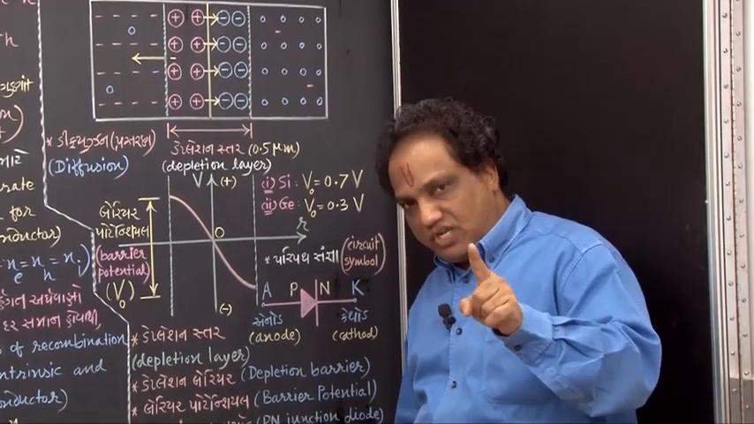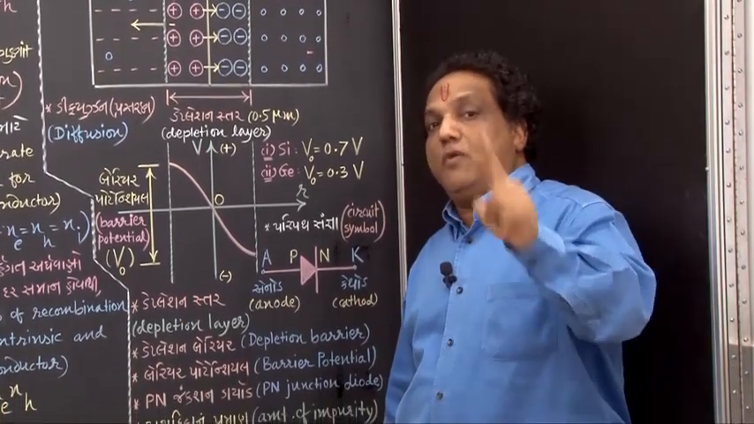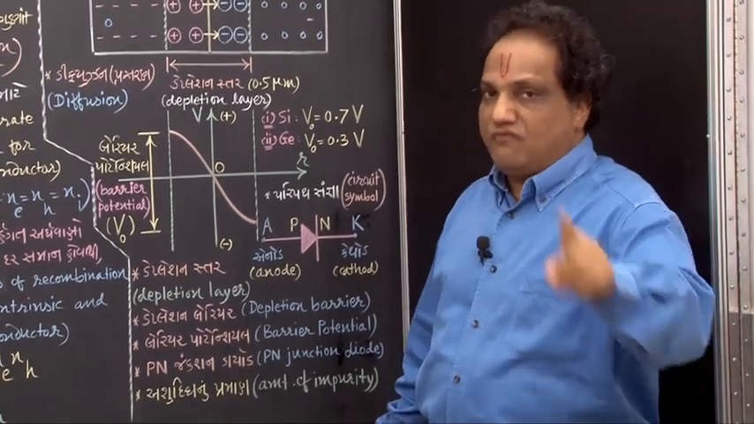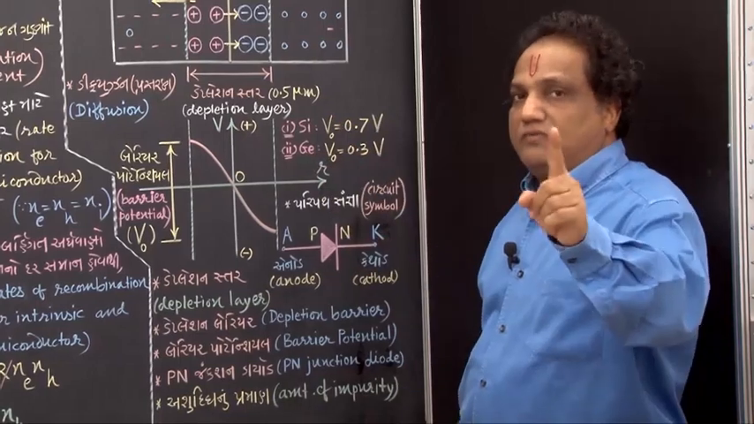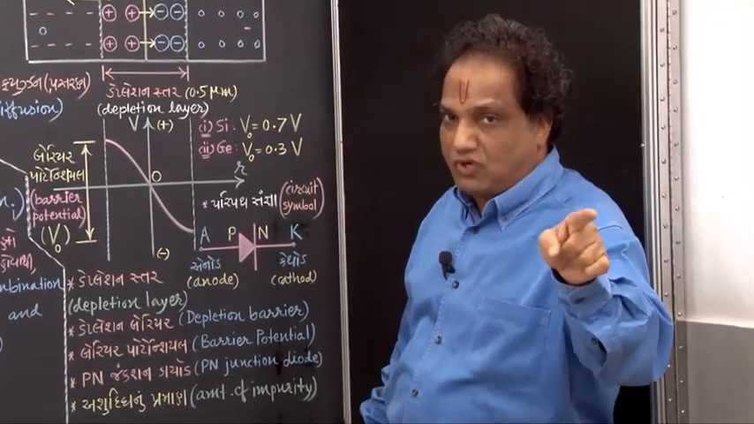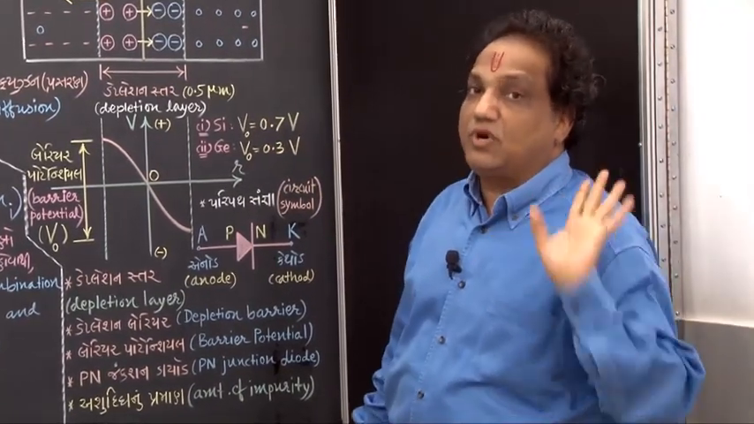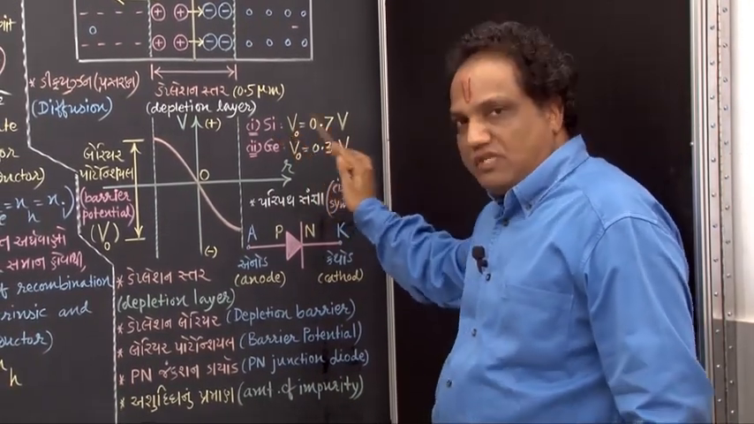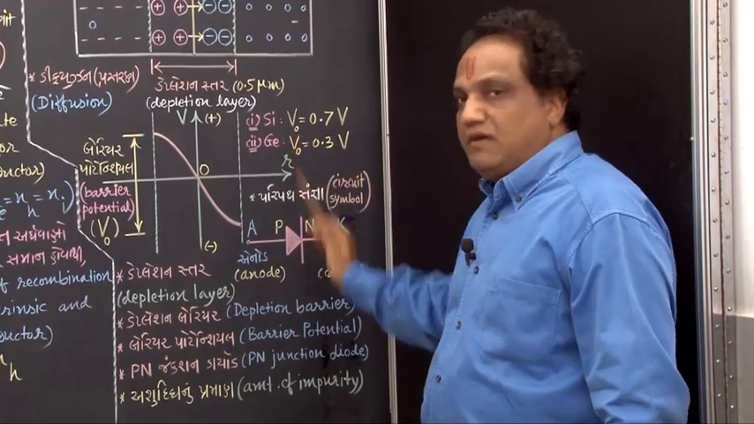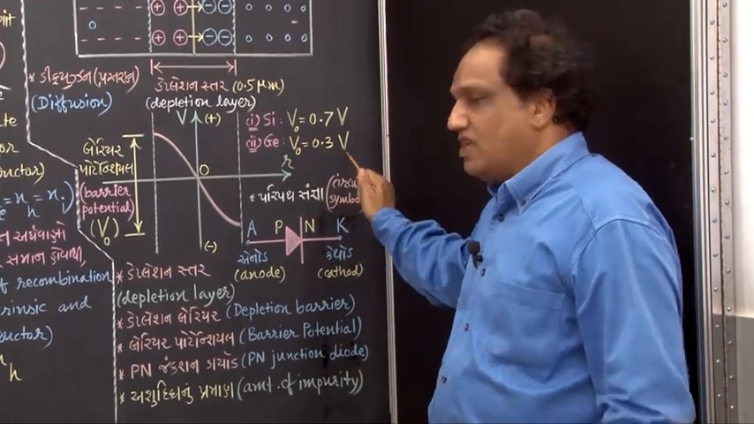VO means barrier potential, and it is found to be of the order of 0.1 volt. For example, for silicon, the barrier potential is 0.7 volt, and for germanium, the barrier potential is 0.3 volt.